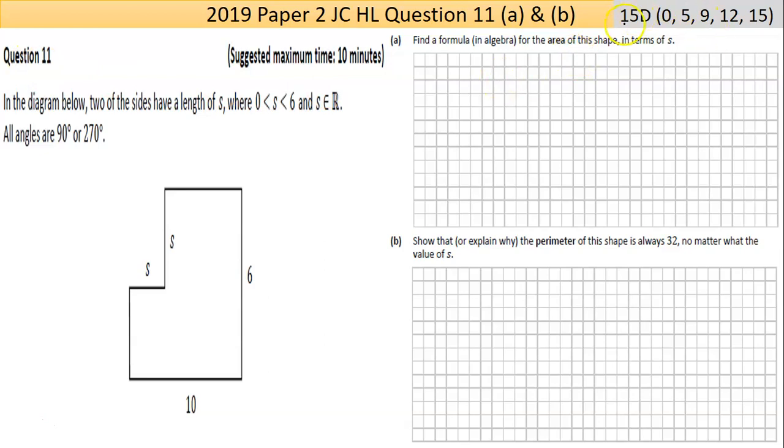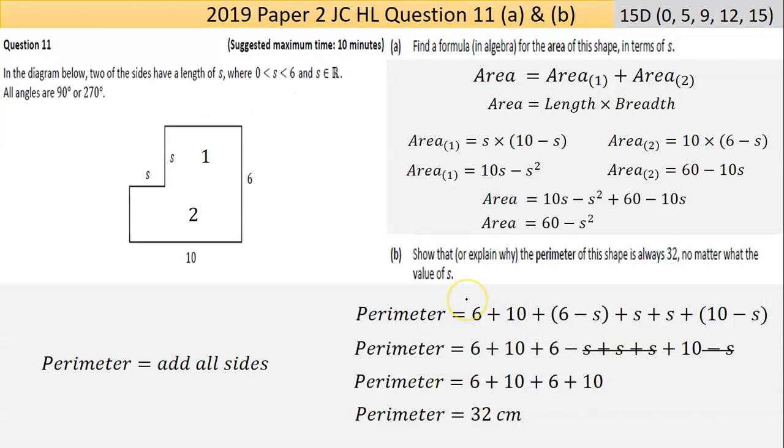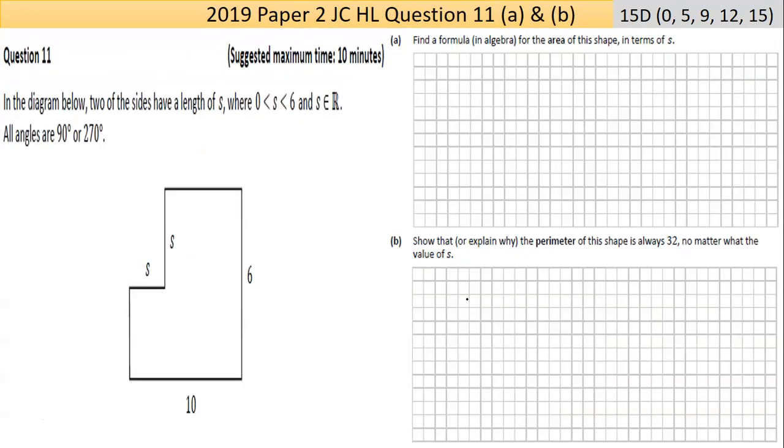So question 11 here is 15 D marks for part A and B together. Yes, it's only just part A and B, the two parts. And it says here, in the diagram below, two of the sides have a length of S. Now it's a bit stretched, but even on the diagram from the actual paper, these don't look like they are the same length. But that doesn't mean they aren't, where S is between 0 and 6.